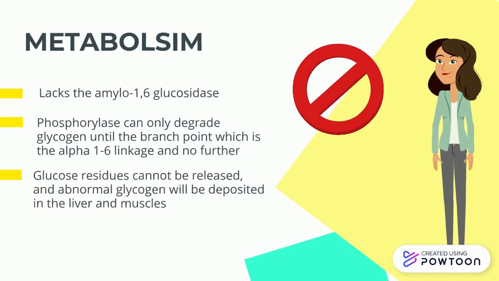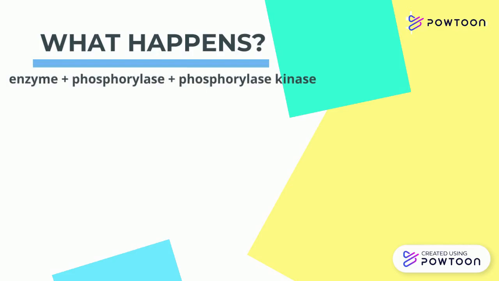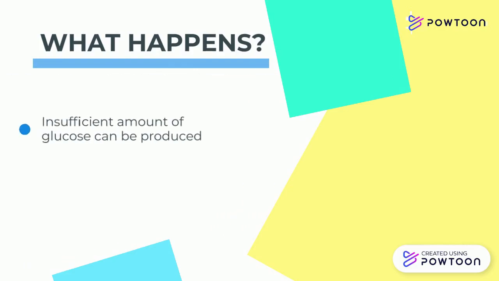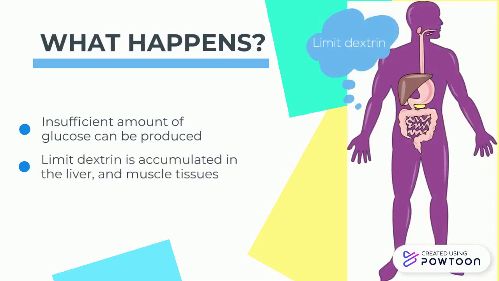and muscle. Both the debranching enzyme with the phosphorylase and phosphorylase kinase enzymes are responsible for glycogen breakdown to raise blood sugar. Without a normal debranching enzyme, two things happen. If glycogen can only be broken down partially, an insufficient amount of glucose can be produced. The structure that is left, resembling a molecule called limit dextrin, is excessively accumulated in the liver and in muscle tissues.